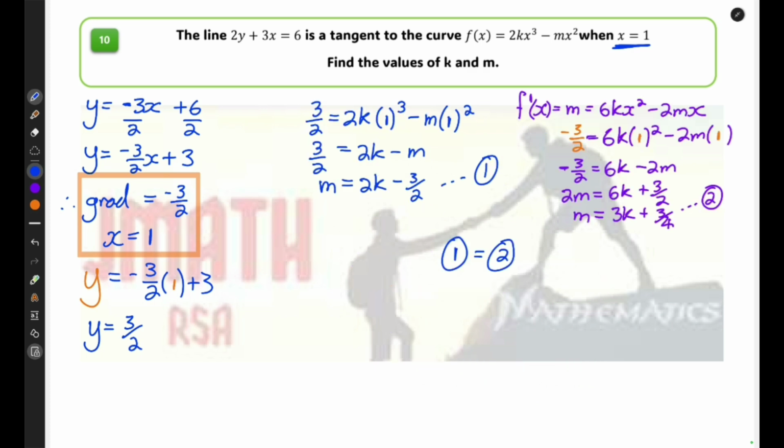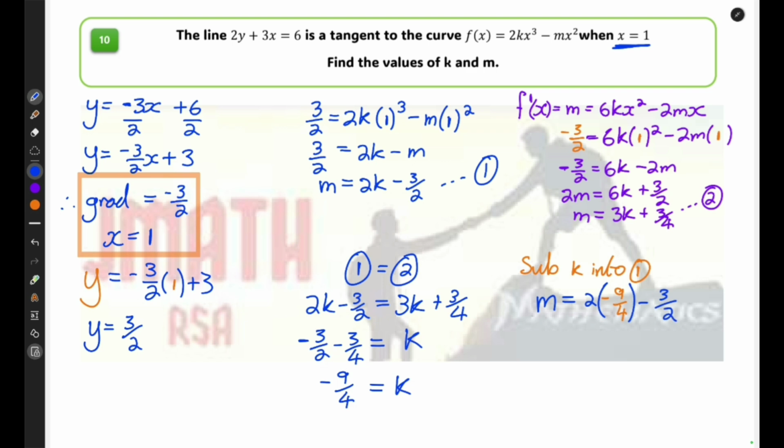And now I can just sub in to find all my values. So now that I have equation 1 and equation 2, I can just make them equal to each other, solve for k, and then solve for m afterwards. So 2k minus 3 over 2 would be equal to 3k plus 3 over 4. I'm going to bring all the k's to the right, so that's going to give me 3 minus 2, which is just 1. And then on the other side, this would be minus 3 over 2 minus 3 over 4. And therefore, my calculator would tell me k is equal to minus 9 over 4 in this case. Now I can just sub that into either equation 1 or 2, and that's how I'm going to find the m value.